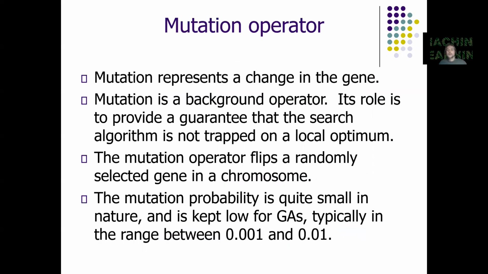Mutation represents a change in the gene. As I said, mutation is a background operator. It is used in the standard GA to introduce diversity and make sure that there is no premature convergence, like trapping in a local minimum of the fitness function, basically.